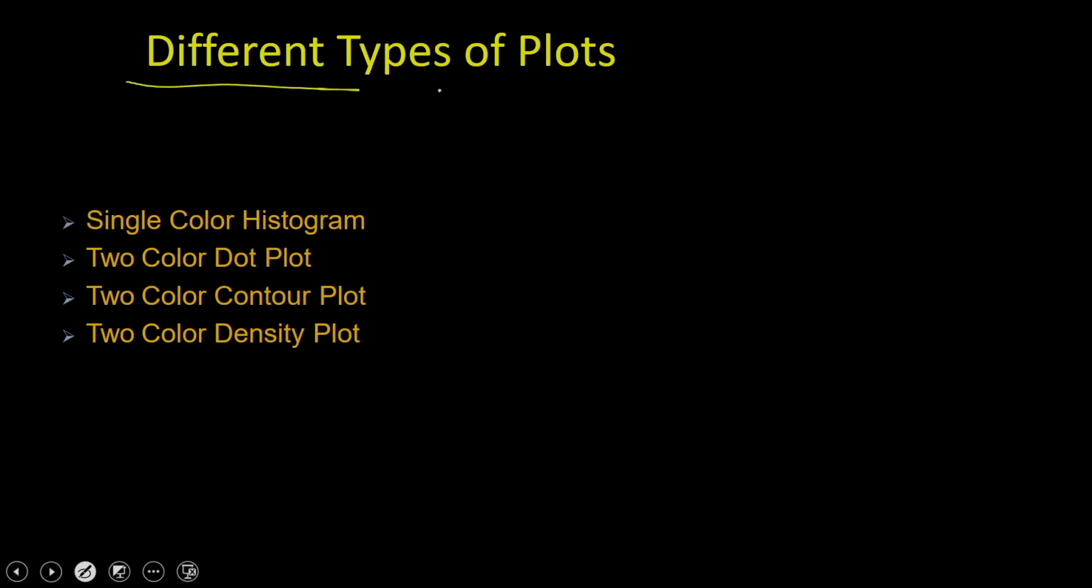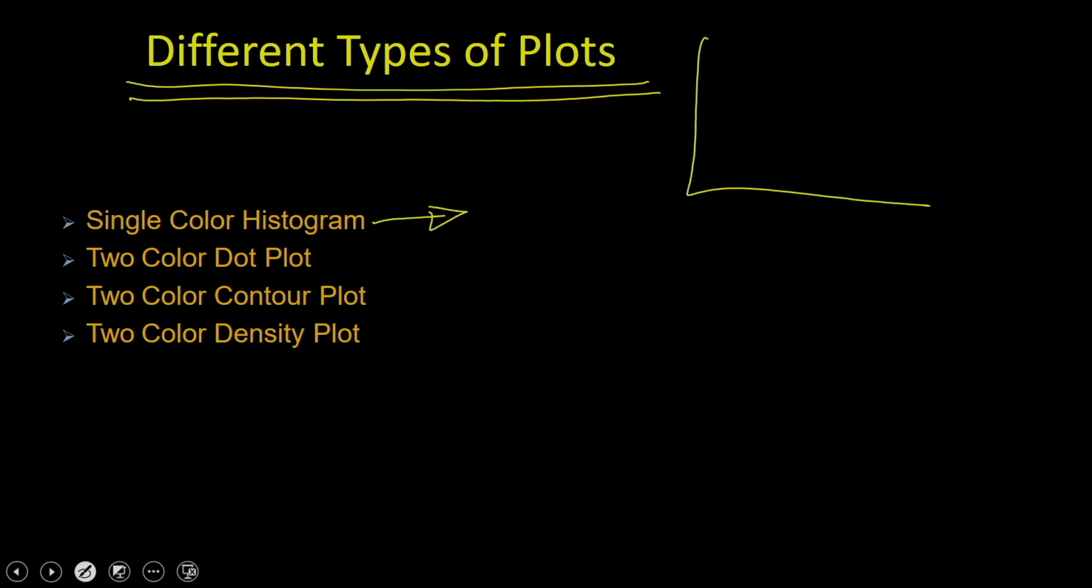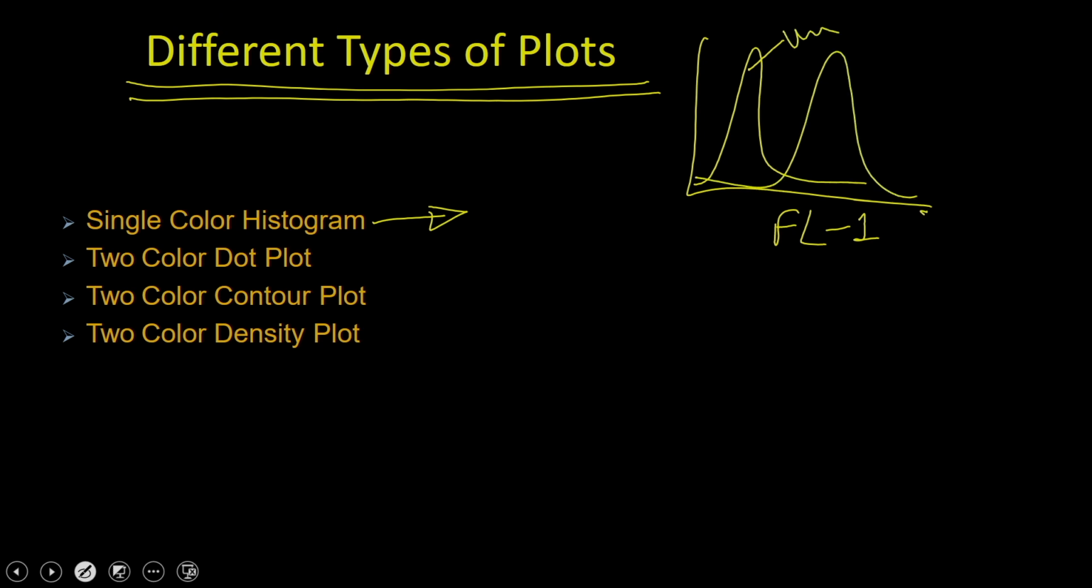You have different types of plots that you can use in the flow cytometer. You can have the single color histogram. What is meant by the histogram is that you have a single property, for example FL1. You can have the histogram like this, where this is the unlabeled sample and this is the labeled sample.